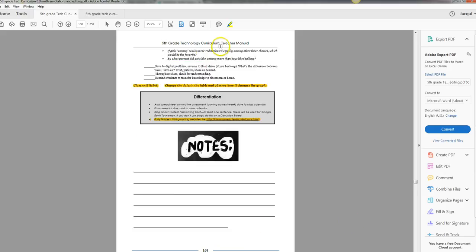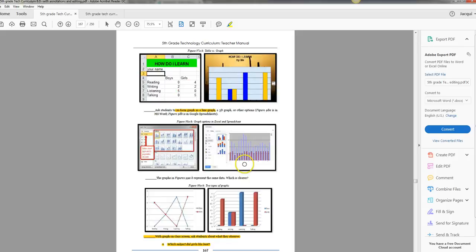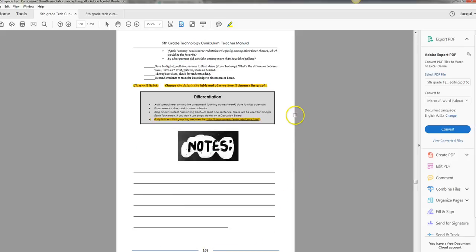Okay, once we've got that decided, then have them evaluate the data they're seeing with some of these subjects that are right out of Common Core. And just go through them. By what percent did girls like writing more than boys like talking? If girls' writing results were redistributed equally among other three choices, which would be the favorite? And you can put them in teams and see who comes up with answers and the right answer.